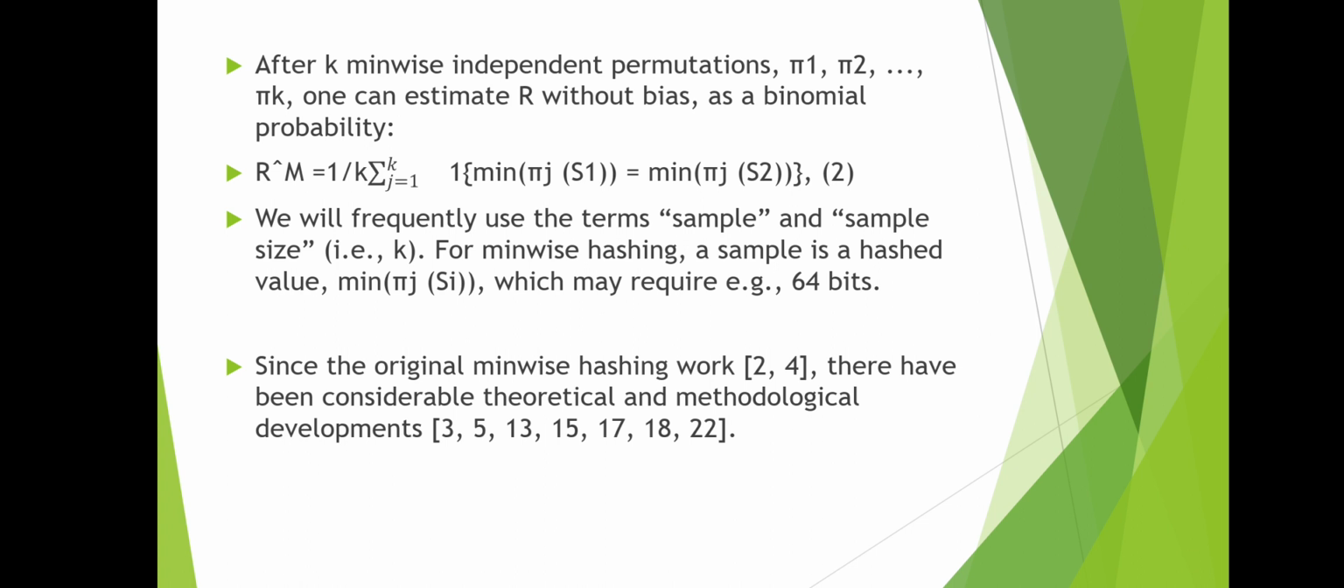We will frequently use the terms sample and sample size for minwise hashing. These are two terms which we use in minwise hashing. A sample is a hashed value, the minimum of pi j of S i, which may require 64 bits. Since the original minwise hashing work, there have been considerable theoretical and methodological developments.